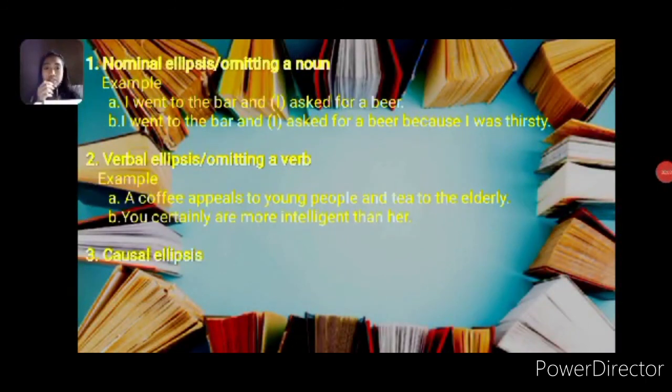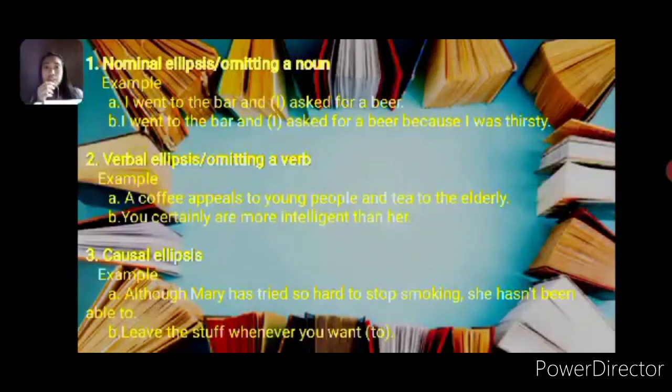Clausal ellipsis. For example, although Mary has tried so hard to stop smoking, she hasn't been able to. So here, we can omit an infinitive phrase when the meaning is clear. Leave the stuff whenever you want. Here, after want and would like, if or WH clause, we can also omit to.